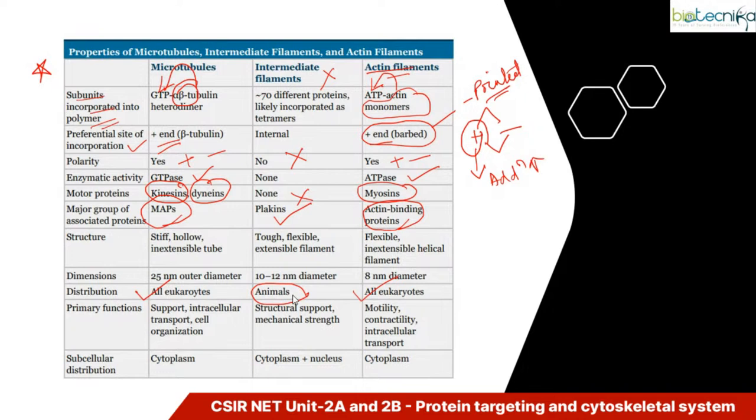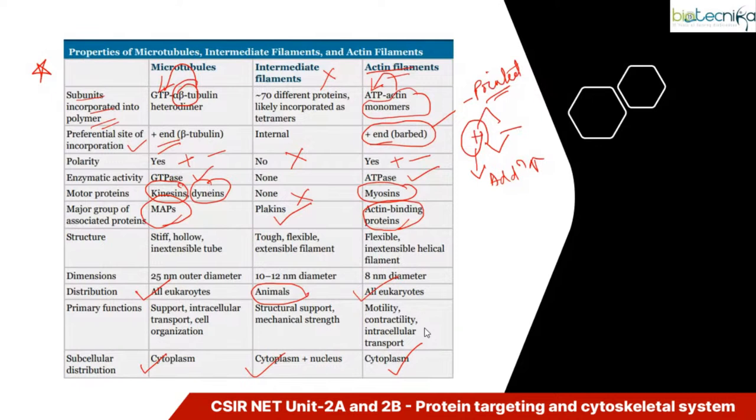Function, we have already discussed. Subcellular localization: present in cytoplasm, which one? Your microtubules. And intermediate filaments you will find in cytoplasm plus nucleus. Actin filaments are present in cytoplasm. So this is a very important table from the examination point of view. You can come across any question based on that.